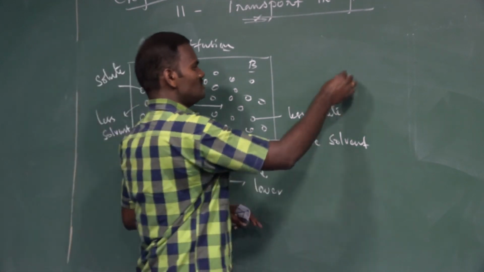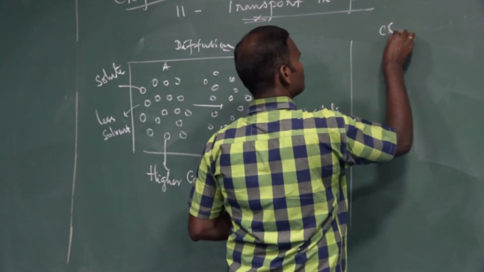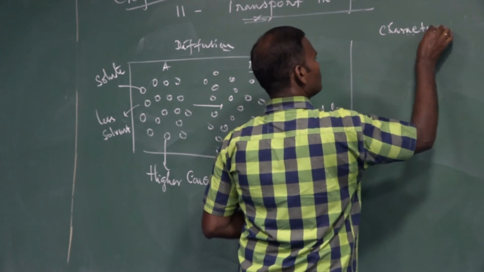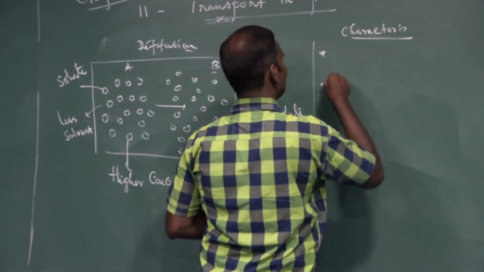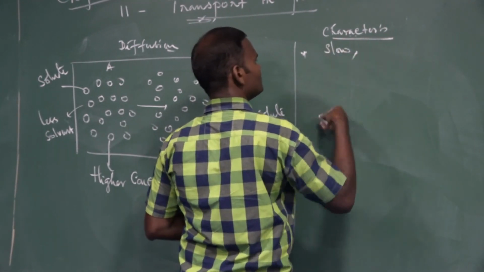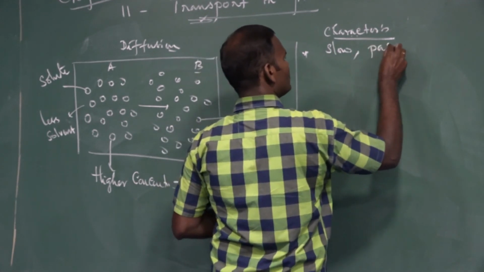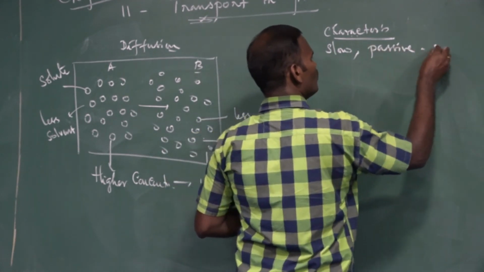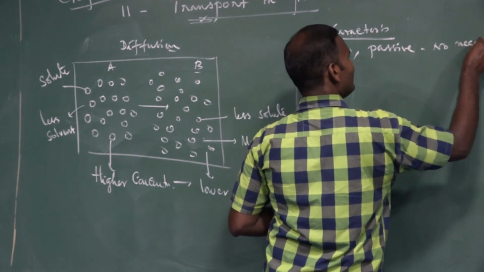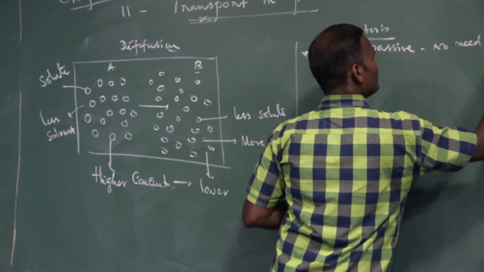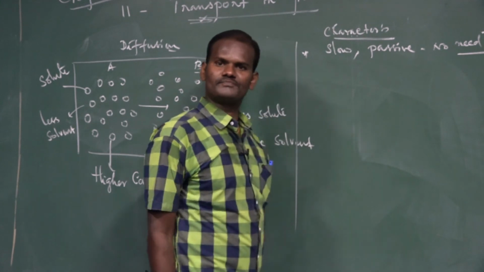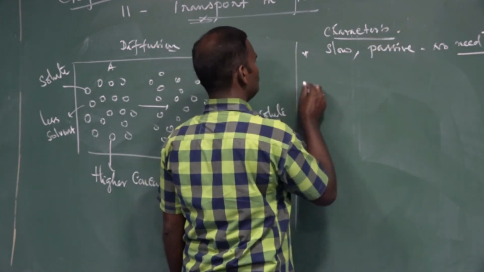Then what are the characteristic features of diffusion? Diffusion is a slow process and a passive process. Passive, no need of ATP. ATP is not required. It is a characteristic of diffusion.